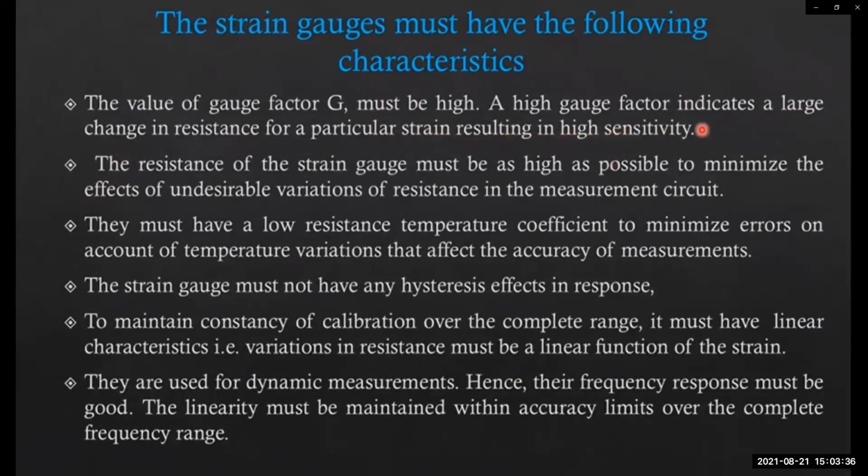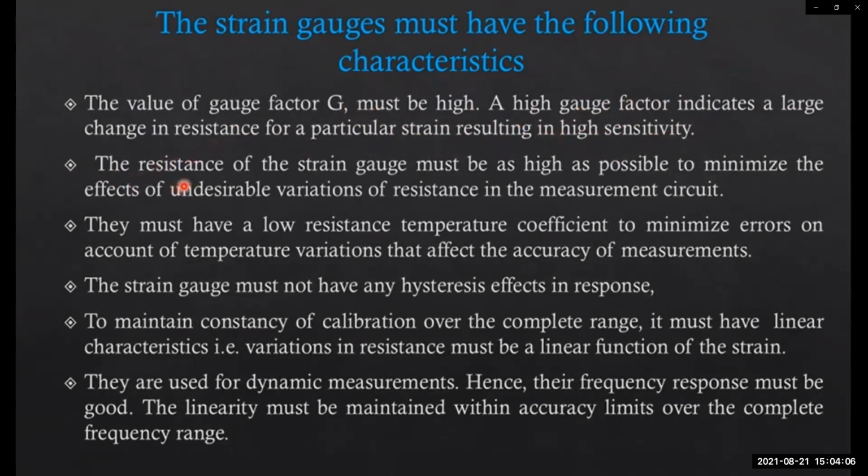So what is our equation of gauge factor? The equation of gauge factor is delta R by R divided by delta L by L. And what is delta L by L? That is our particular strain. So at a low value of strain, the change in resistance should be high. At that time we can call it a high value of gauge factor, right? So it has good sensitivity or high sensitivity.